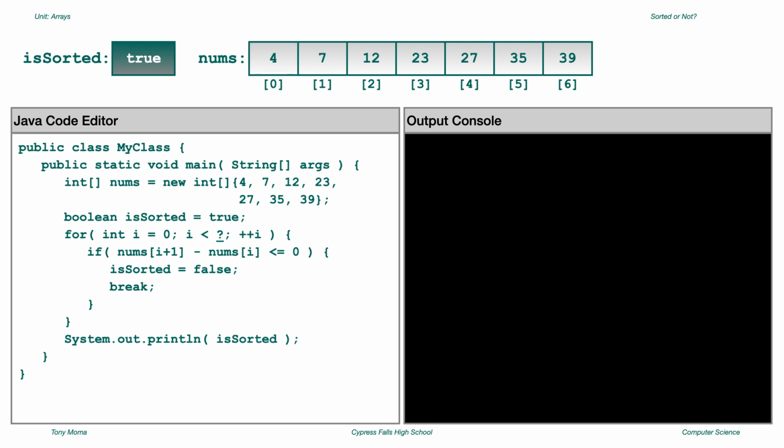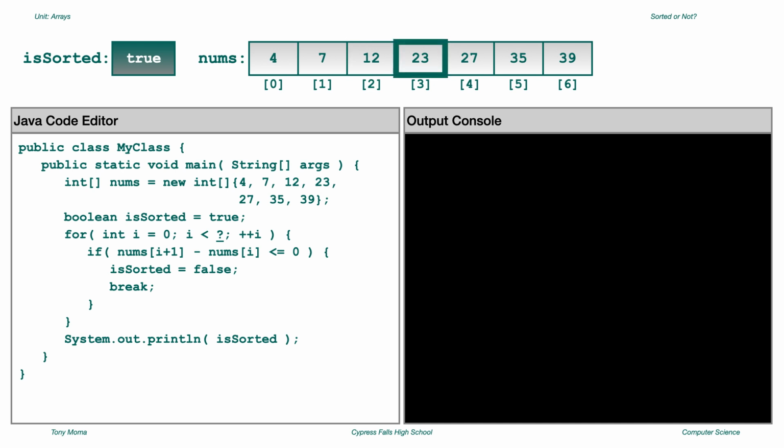We're good for now. Next, i equals 1. And when i is equal to 1, we're also going to be looking at index i plus 1, which is 2. What's 12 minus 7? Do we get a number less than or equal to 0? No, we do not. So we're good for now. We skip the if statement. Next, i equals 2. And 2 plus 1 is 3, so we'll also be looking at index 3. What's 23 minus 12? Do we get a number less than or equal to 0? No, we do not. So we skip the if statement.